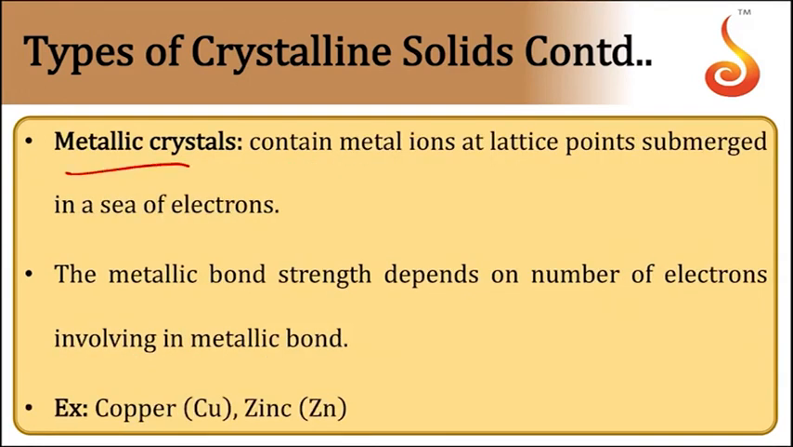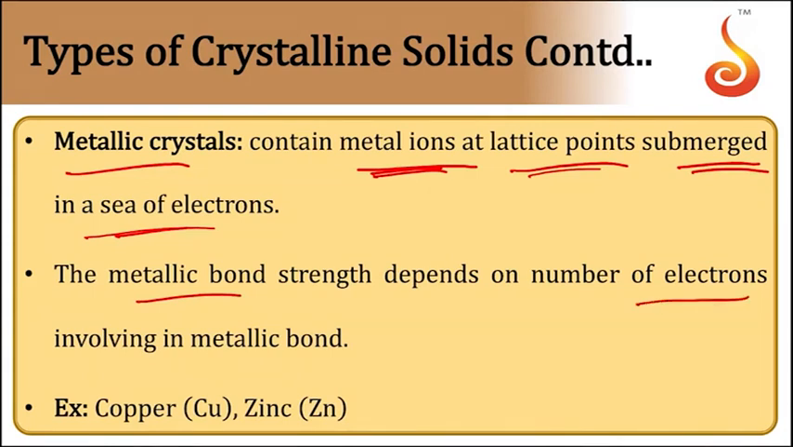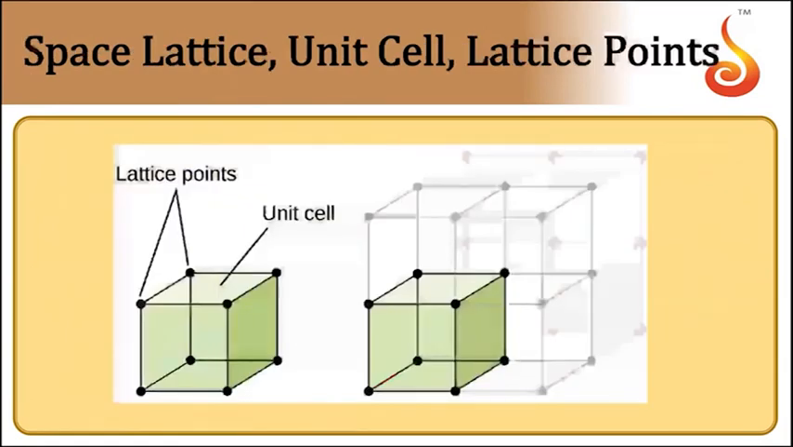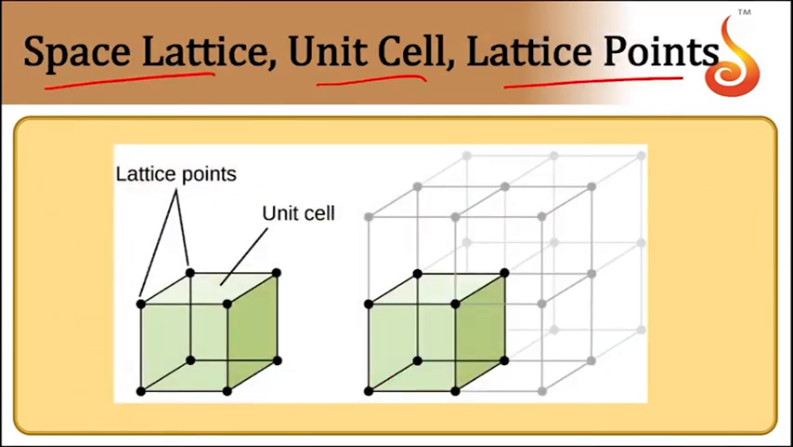Then comes the metallic crystal. Metallic crystals contain metal ions at the lattice points, submerged in a sea of electrons. Metallic bond strength depends on the number of electrons involved in the metallic bond. So, metals such as copper, zinc, silver, etc. have metallic crystals.